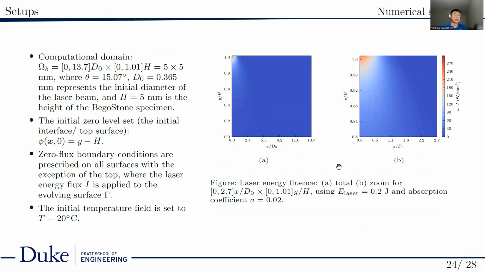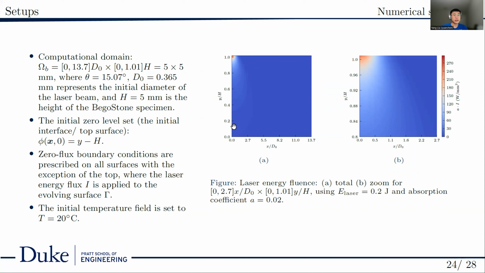The computational domain is defined as follows. The laser beam parameters are chosen according to the laser equipment used in experiments. The initial zero level set is defined to be the top surface of the sample, and zero flux boundary conditions are implemented except for the top surface. On the top surface, there will be the laser energy flux input, which is applied to the evolving crater surface. And the initial temperature field is set to be the room temperature.